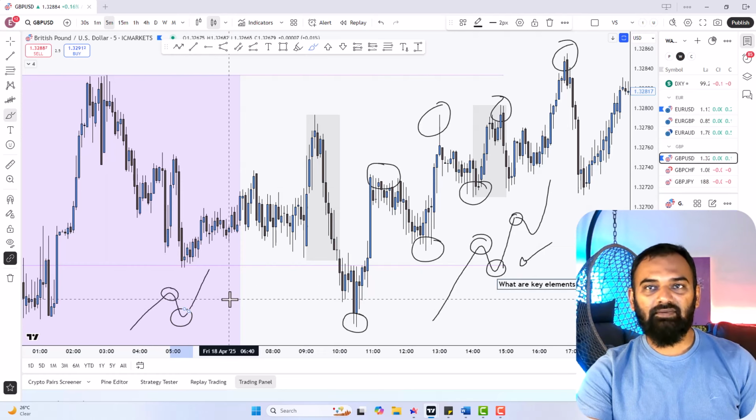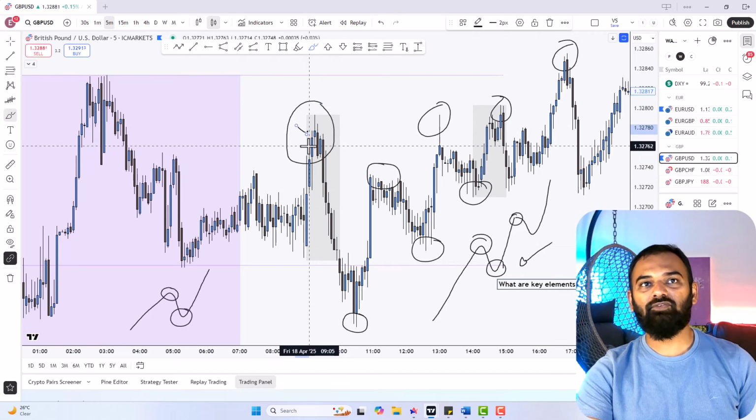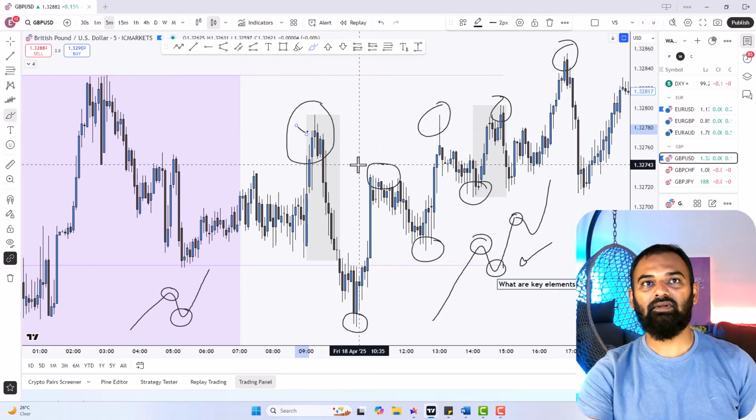Now, there is a particular characteristic of a swing high or swing low. It is a three candle pattern. The first candle has to be smaller than the in-between candle of the three candles, and the third candle has to be smaller than the second candle. It is for a high.